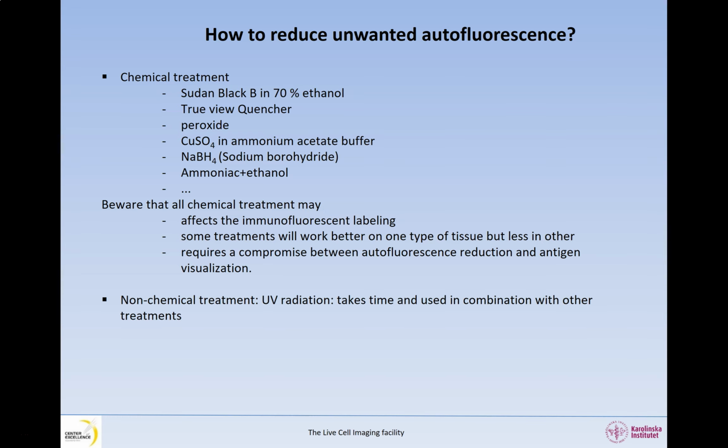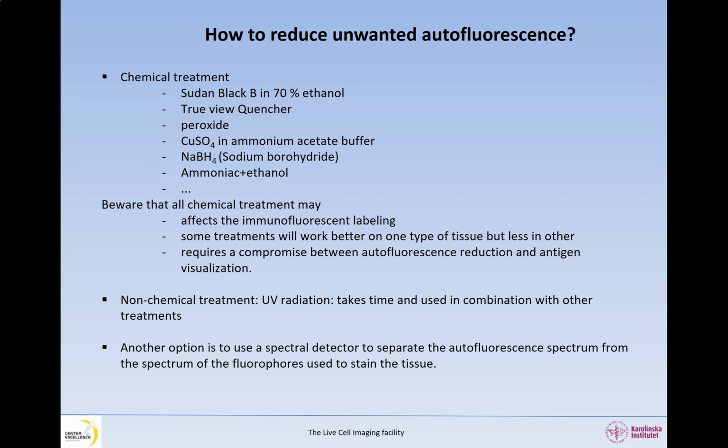There are also non-chemical treatments, UV radiation for example. This treatment takes some time and is often used in combination with other treatments. Another option is to use a spectral detector to separate the autofluorescence spectrum from the spectrum of the fluorophores used to stain your tissue. Check the literature. You do not have to reinvent the wheel. There are plenty of publications already dealing with removal of autofluorescence in your favorite tissue. All you need to do is to adapt it to your sample and staining.